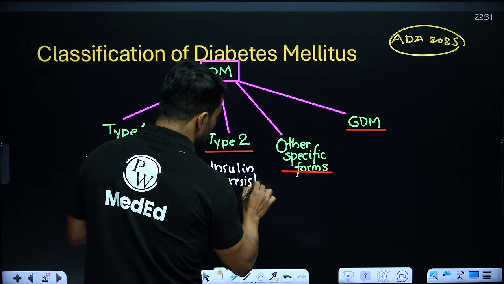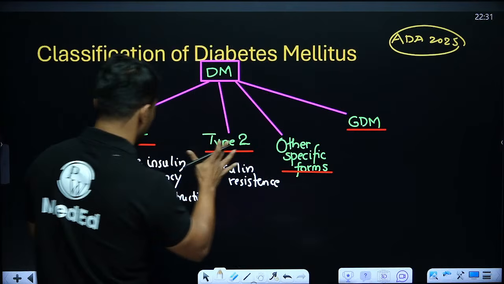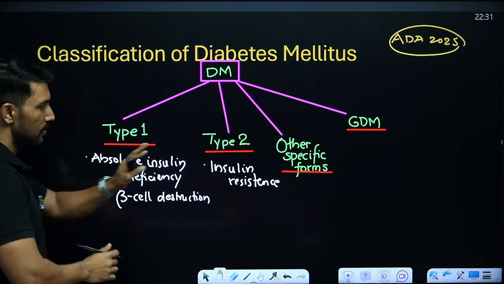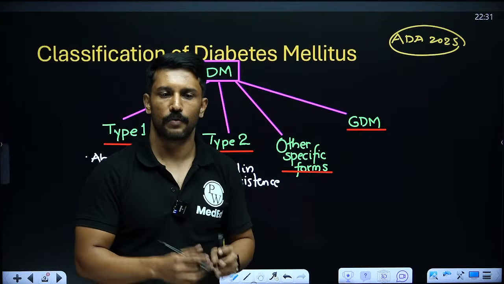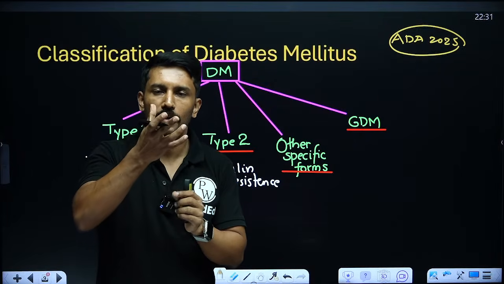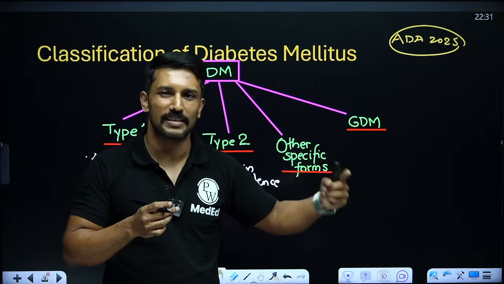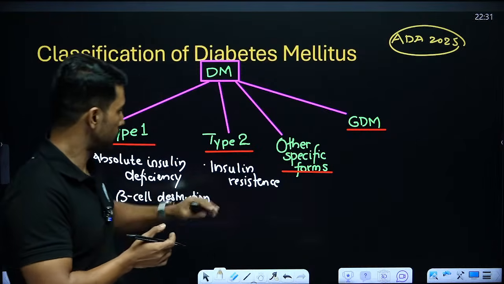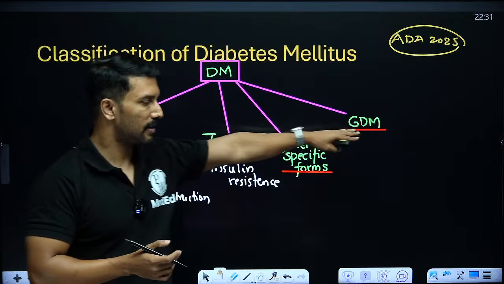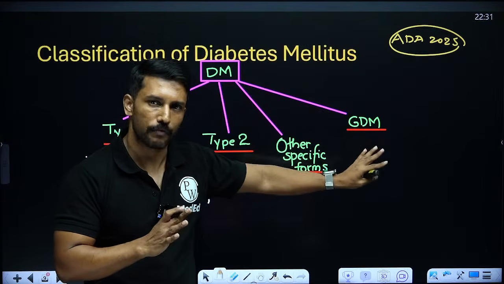So in simple words, type 1 is a pancreatic defect and type 2 is a receptor defect, where the pancreas produces insulin, but it fails to work on the tissues because of abnormalities of the receptor or the second messenger systems. That is type 2. Gestational diabetes mellitus, I don't need to give you the introduction.